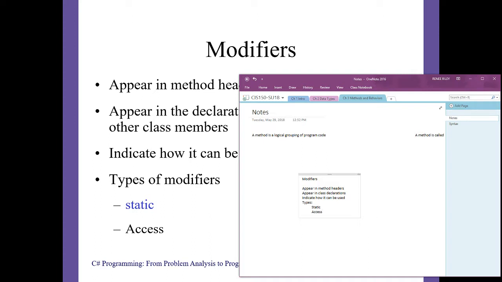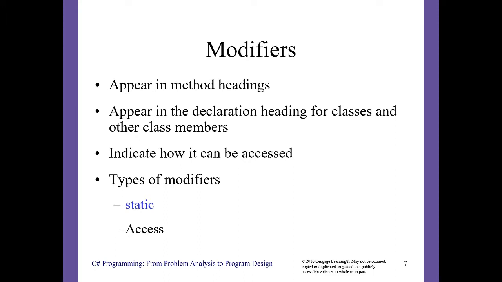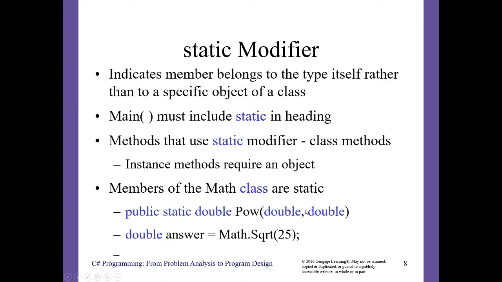Now the access modifiers we'll see are often going to say things like private, public, or protected. So these are our different types of access modifiers. The word static says that this member, this method, belongs to the type itself rather than to a specific class. So our main method has to include the static keyword.